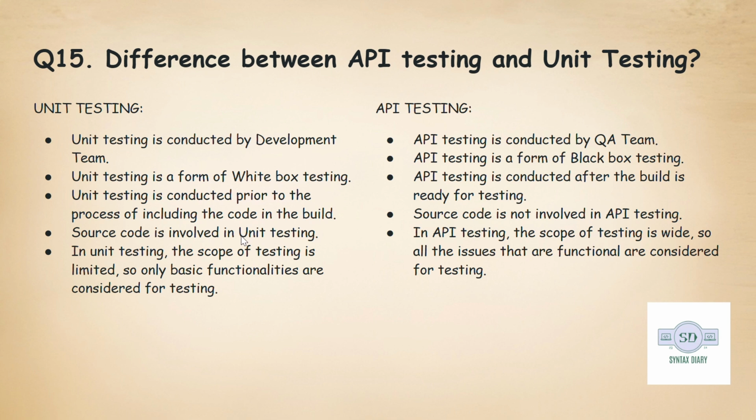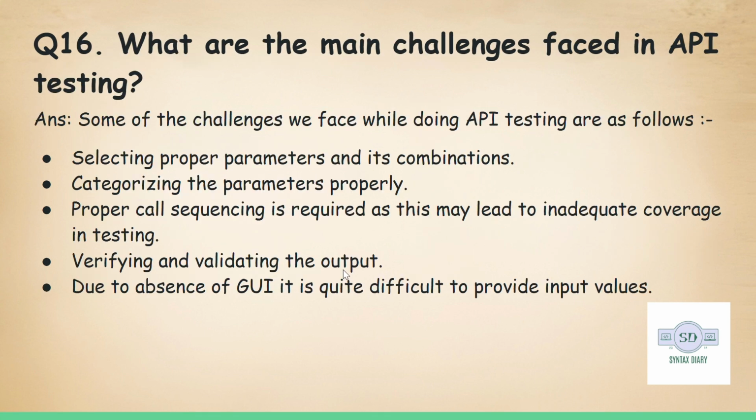Source code is involved in unit testing, whereas source code is not involved in API testing. In unit testing, the scope of testing is limited, so only basic functionalities are considered for testing. Whereas in API testing, the scope of testing is wide, so all the functional issues are considered for testing. What are the main challenges faced in API testing?